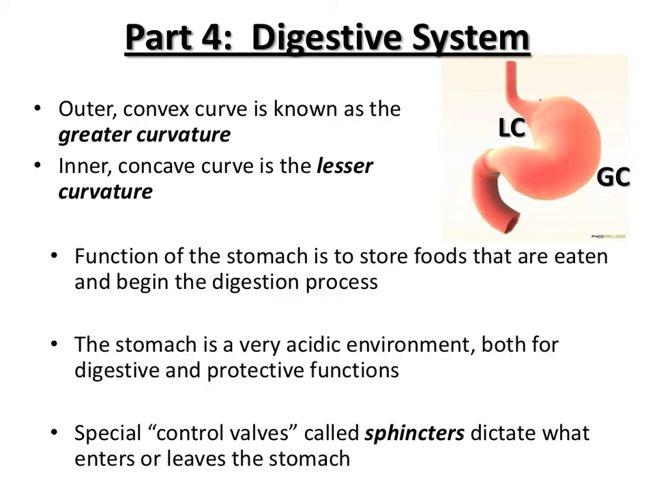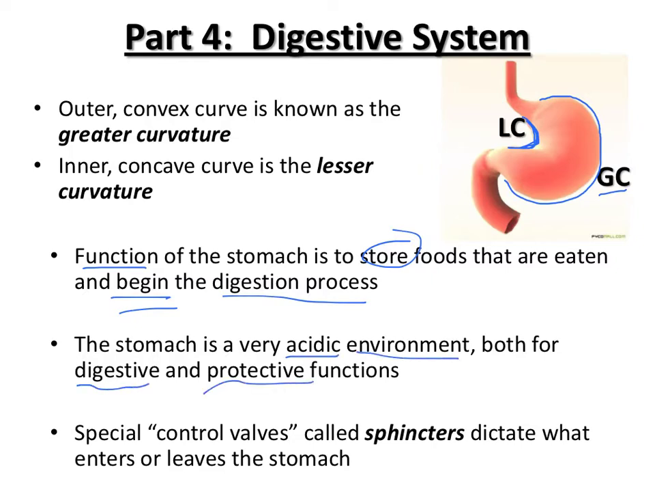So the outer, larger and convex curve of the stomach is called the greater curvature, while the inner, smaller concave curvature of the stomach is called the lesser curvature. Now, the overall function of the stomach is to store foods after you eat them and to begin the digestive process. As you guys know, I think already, the stomach is very acidic, and this is helpful both in breaking down foods but also in protecting you from things that might get into your stomach.